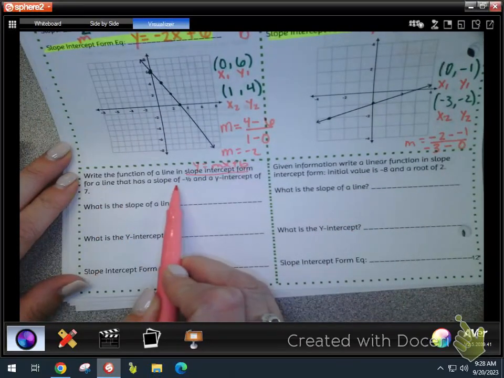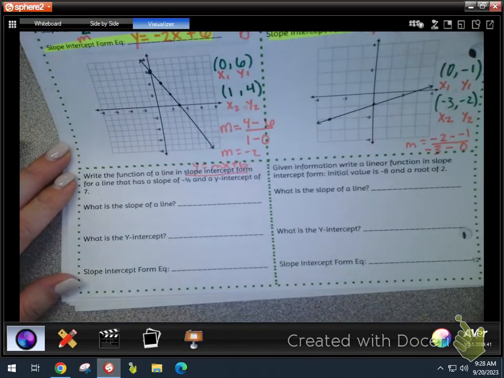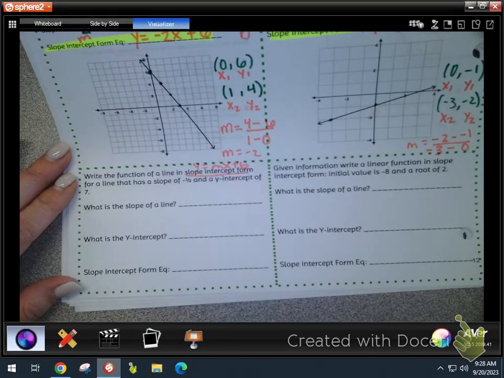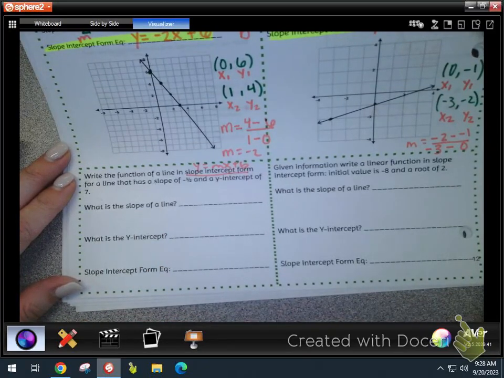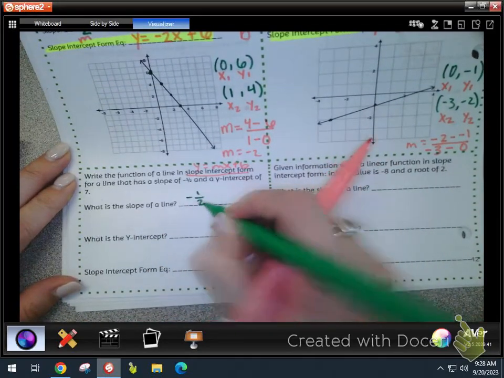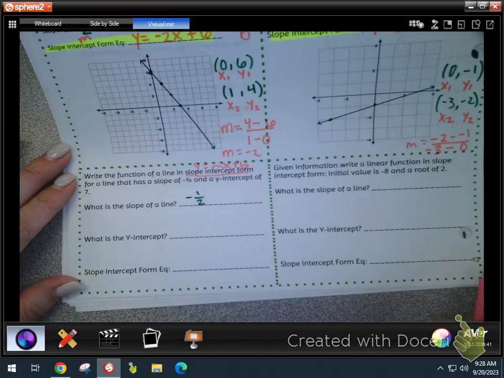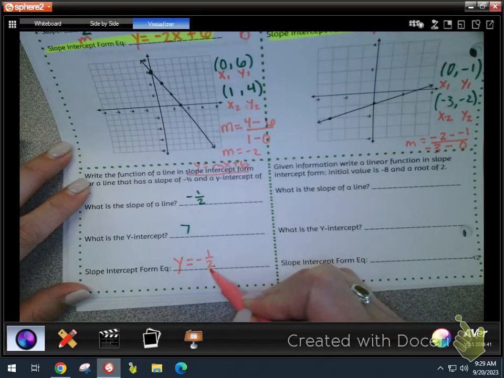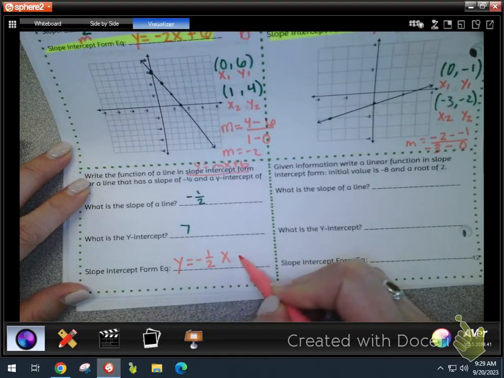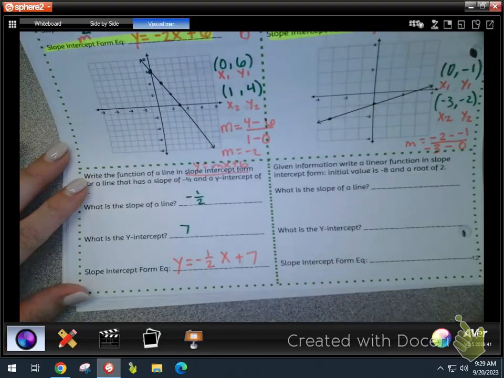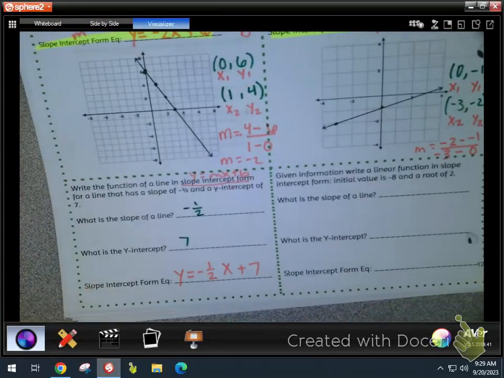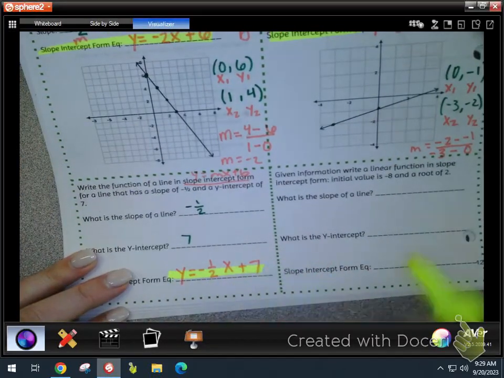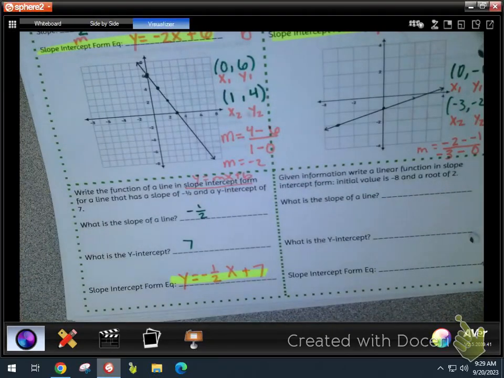Okay, let's look at what we got. We've got a line with a slope of -1/2 and a y-intercept of 7. Do we have to do any math on this problem? What is the slope? -1/2. Okay, write it down. We didn't have to find the slope. They told us. Woohoo. What's the y-intercept? 7. All right, what's your slope-intercept form? Y equals -1/2x plus 7. Boom, done. We're going to skip this other question because we will go over this later, and it's just going to take too much time. Okay? Flip.